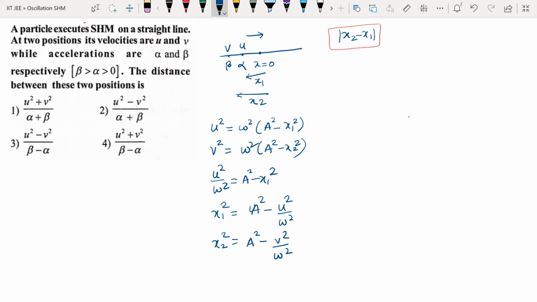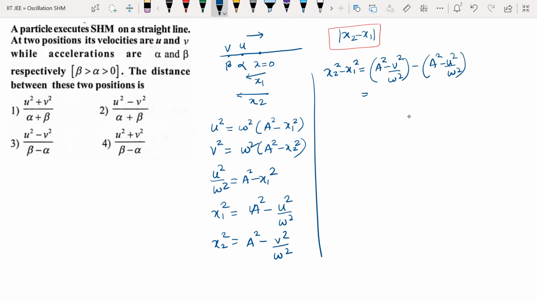So let's subtract x1 square from x2 square. It will be x2 square minus x1 square, equal to a square minus v square upon omega square, minus a square minus u square upon omega square. The a square and a square will go away, and your expression will become u square minus v square upon omega square. Here we can write down another equation in terms of x1, x2 and alpha and beta.